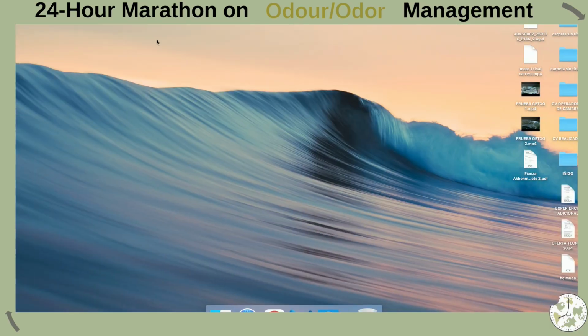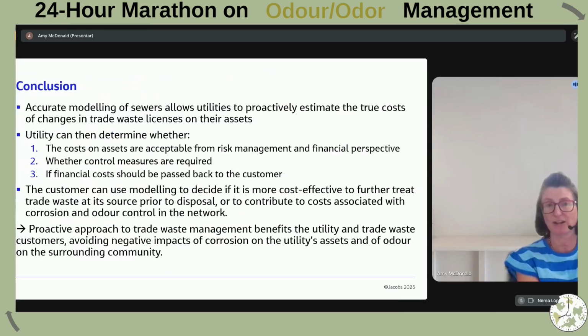So as you can see, a proactive approach to trade waste management benefits both the utility and the trade waste customer, avoiding the negative impacts of corrosion on a utility's assets and odour on the surrounding community.